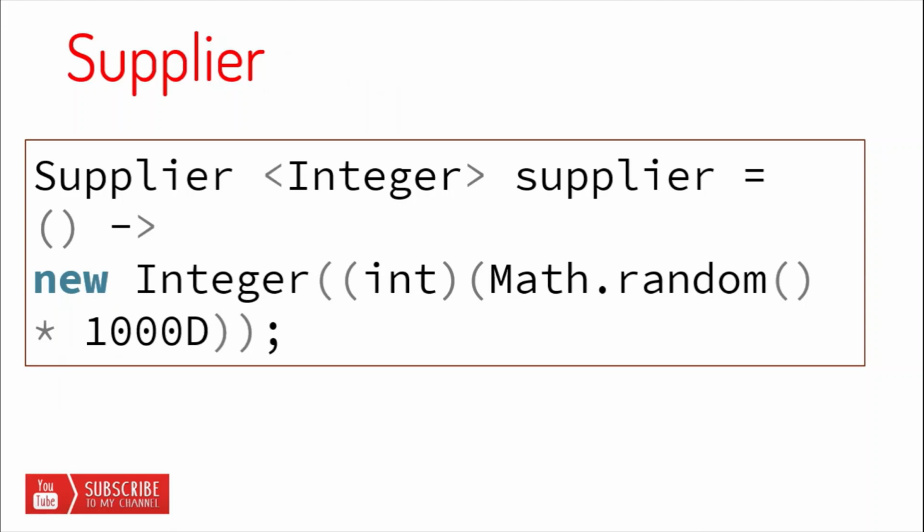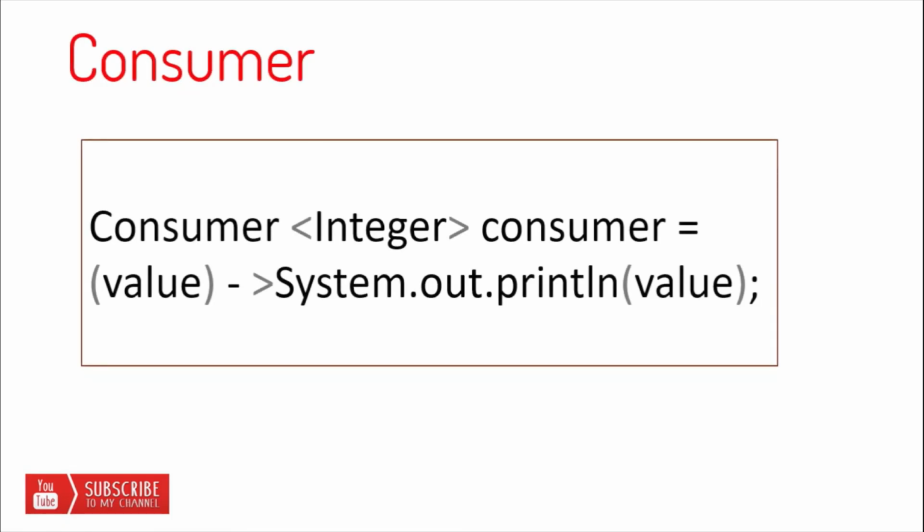Next one is the Supplier interface. It represents a function that supplies a value of some sort. This interface can also be thought of as a factory interface. This is the example for Supplier. The last one which we will be discussing today is the Consumer interface. It represents a function that takes a value without returning any value. As its name suggests, it's a consumer. It will consume the value, but it will not return anything from that. The implementation of the Java Consumer interface can be used in printing out some values or writing to a file.